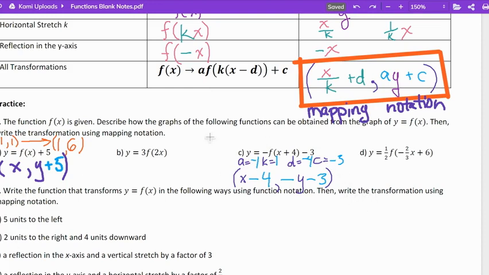All right. So let's say my starting point is (-2, 3). Okay. Transform this point based on this function transformation.